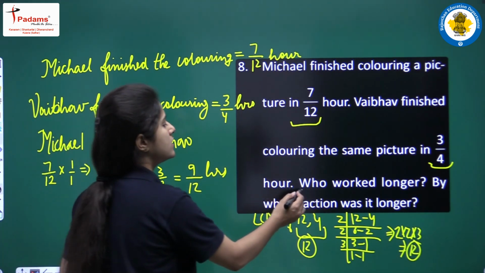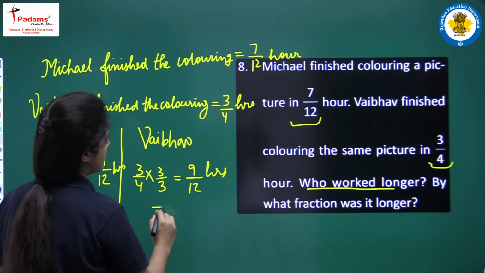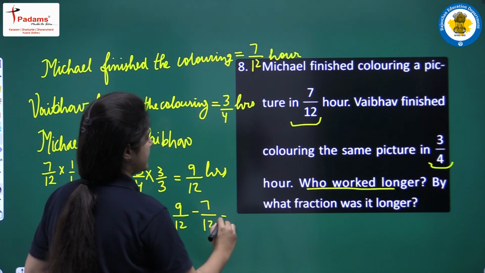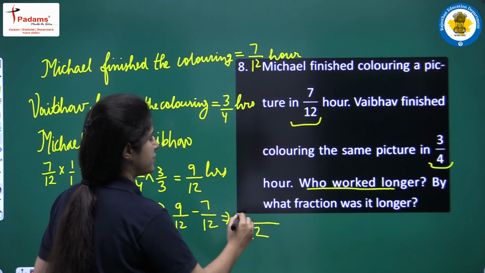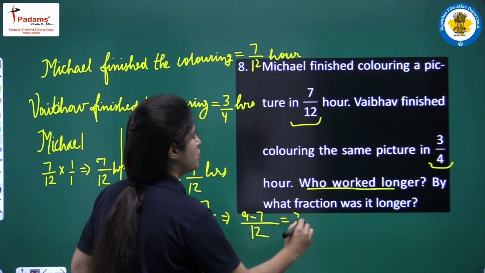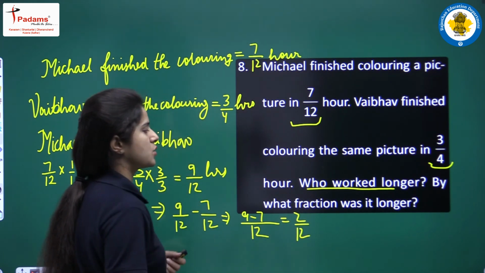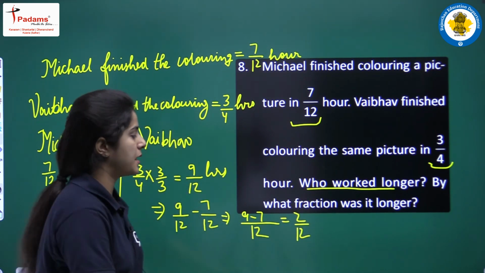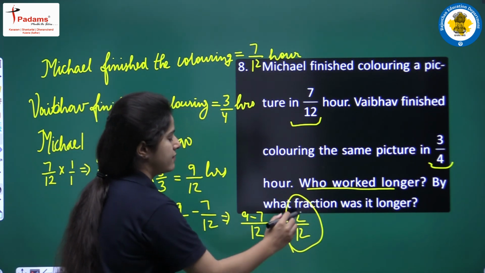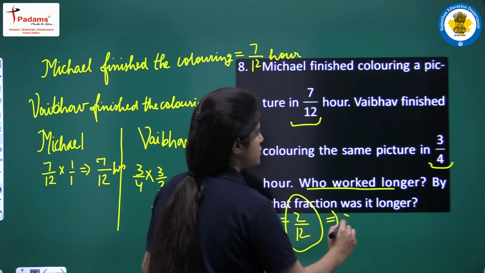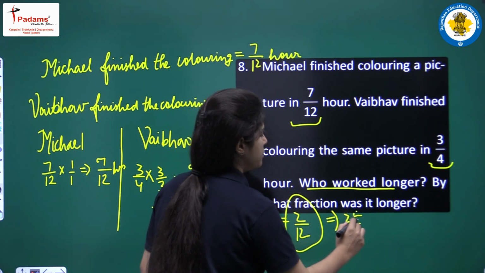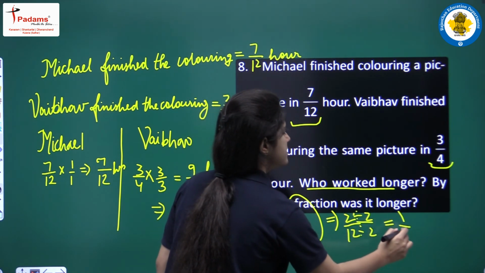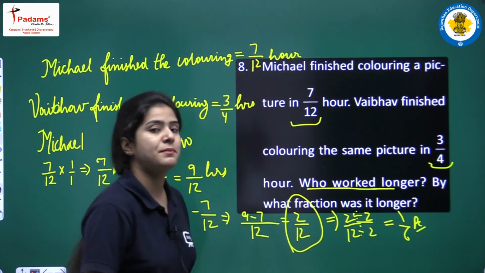So who worked longer? We'll see that now. 9 upon 12 minus 7 upon 12. That is 12 in the denominator, 9 minus 7, 2 upon 12. So Vaibhav worked longer, and by how much fraction? By 2 upon 12. You can also write it as 2 divided by 2 and 12 divided by 2, that is 1 upon 6, in the simplest form.